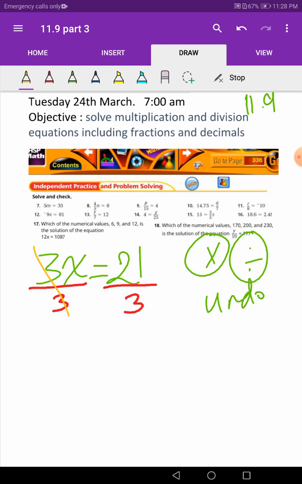So, 3 divided by 3 equals 1. So we have x only on this side, while on the second side we have 21 over 3, which means 7, because 21 over 3 means 21 divided by 3.